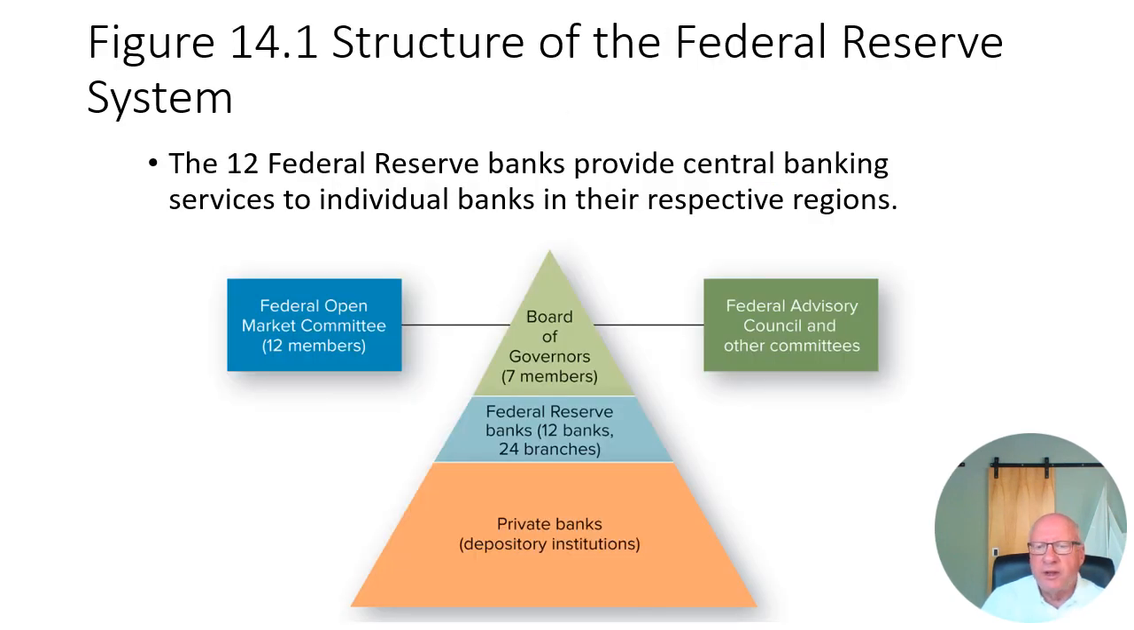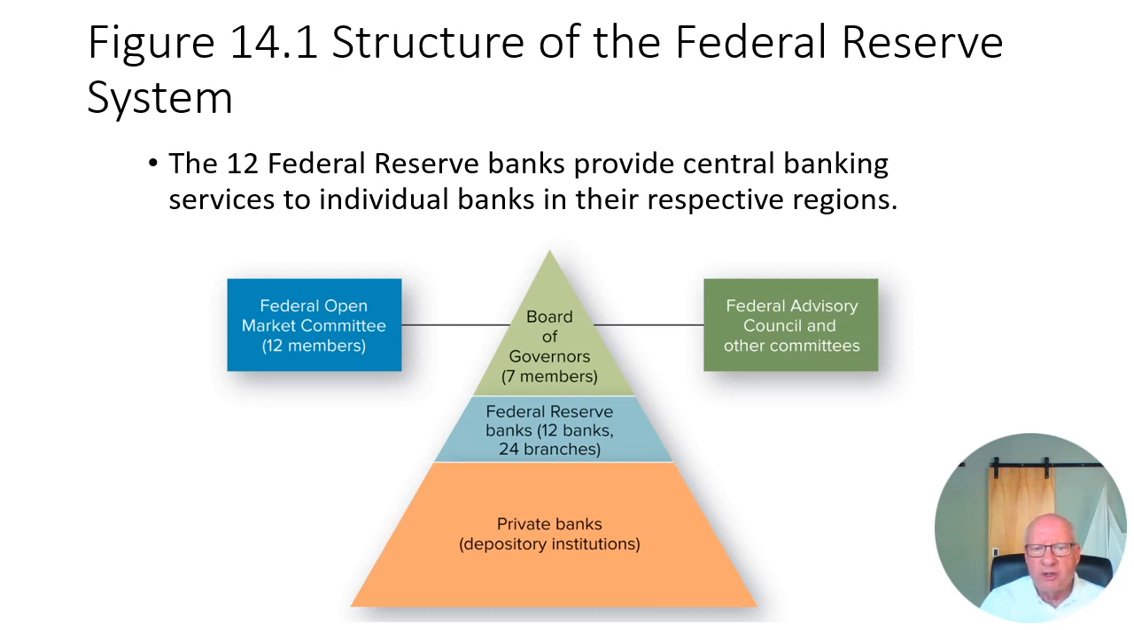Now, in figure 14.1, we look at the structure of the Federal Reserve System. In this picture, you can see that we have the Board of Governors, the 7 members that I mentioned, at the top of the pyramid. There are Federal Reserve banks that are chartered in different regions of the United States. We have one here in the Southeast and it is headquartered here in Atlanta. And the bank presidents of the Federal Reserve System serve on the Federal Open Market Committee, as well as all the Board of Governors members.